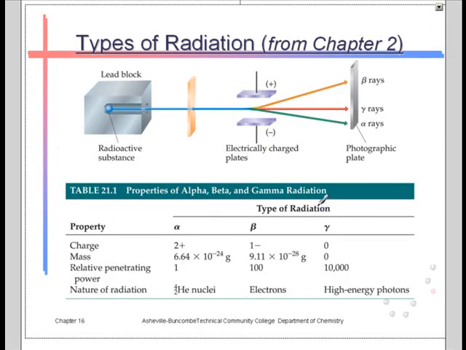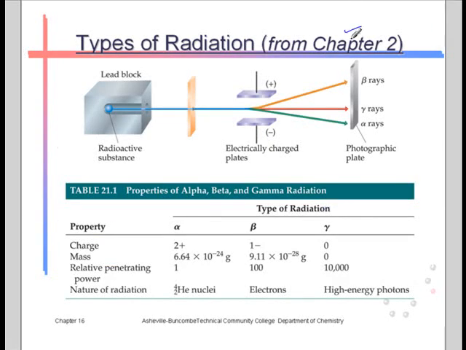Now this slide is from chapter 2, the types of radiation. I think it's a pretty good slide in terms of describing at least the physical properties of the different types of radiation that we saw back in Gen Chem 1. So they have some kind of radioactive source. There's a pinhole in this plate here, and what we do is we just get a stream of radiation passing through these electrical plates.